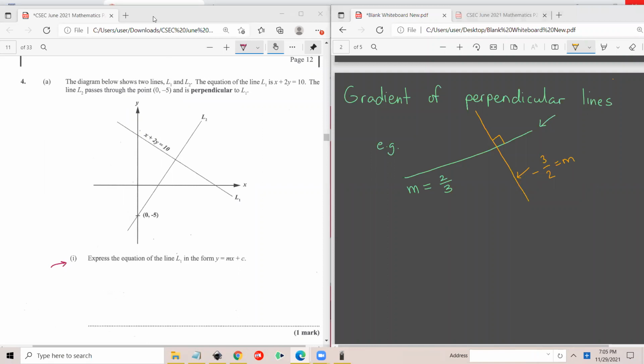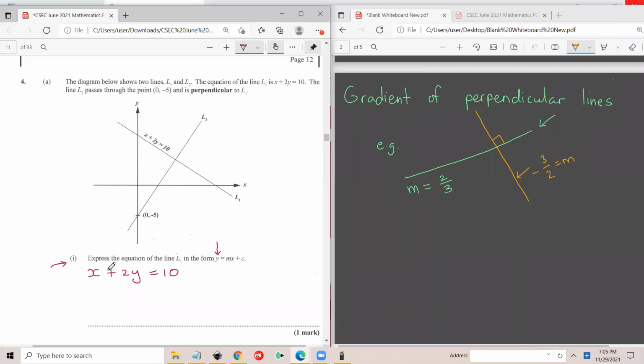So let's apply it to this question, right? They express the equation of the line L1 in the form y equals mx plus c. All right, so I could probably do the working for this one here. L1, the equation is what? X plus 2y is equal to 10. All they're really asking us to do here is make y the subject. That is all they want you to do.